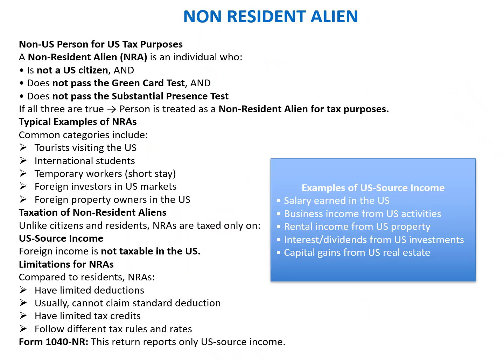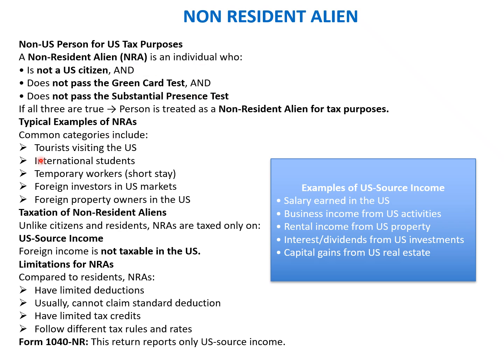Okay. Now we are going to talk about the third category, which is the non-resident alien. So for US tax purposes, a non-resident alien is an individual who is not a US citizen, does not pass the green card test, and does not pass the substantial presence test. If all three are true, the person is treated as a non-resident alien. This is called the residual category, which means that a person who is not a US citizen, if he is not a resident alien, then obviously he is a non-resident alien.